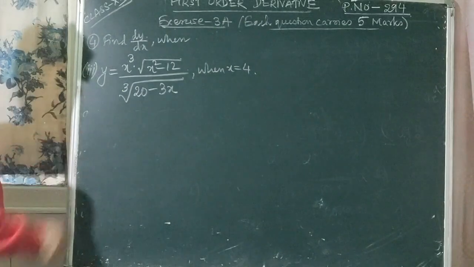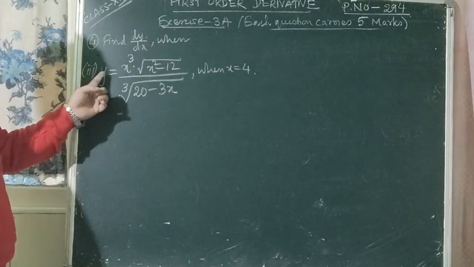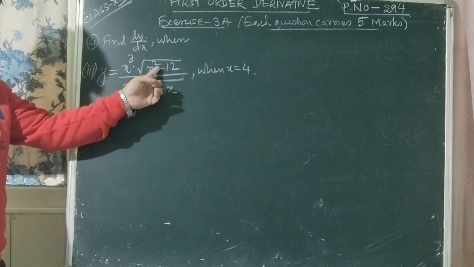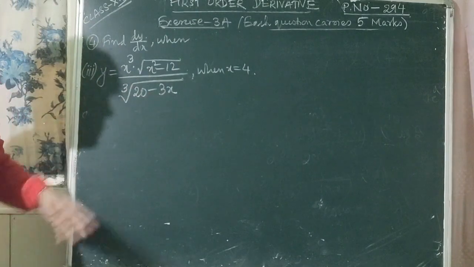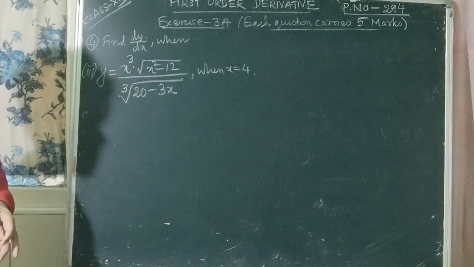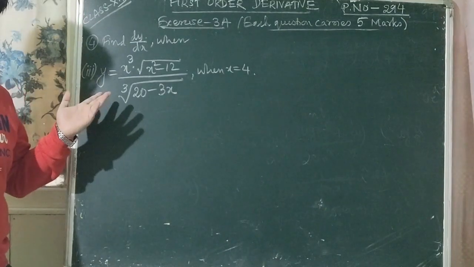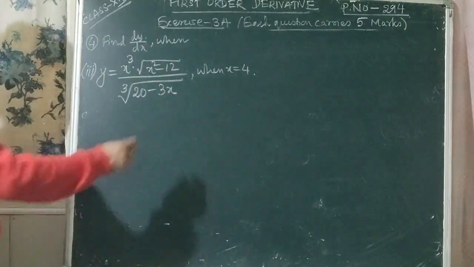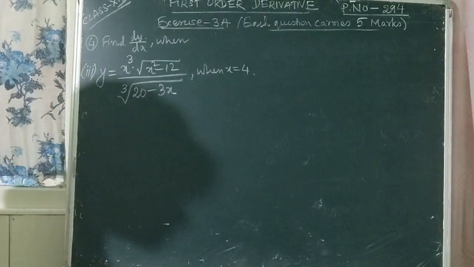Now we'll do the next question, that is you have to find out dy by dx when y is equal to x cube dot square root of x square minus 12, whole divided by cube root of 20 minus 3x, when x is equal to 4. So first of all you have to get the value of dy by dx, then you can put x is equal to 4. So directly don't differentiate it, take log on both the sides.